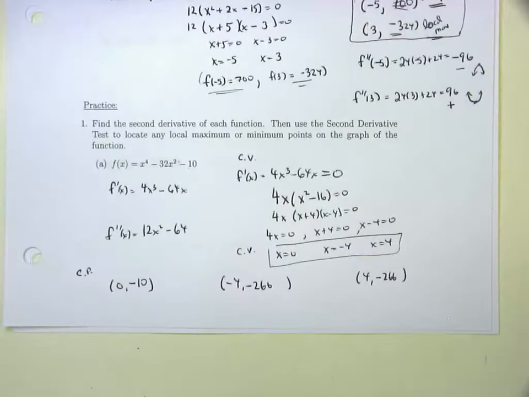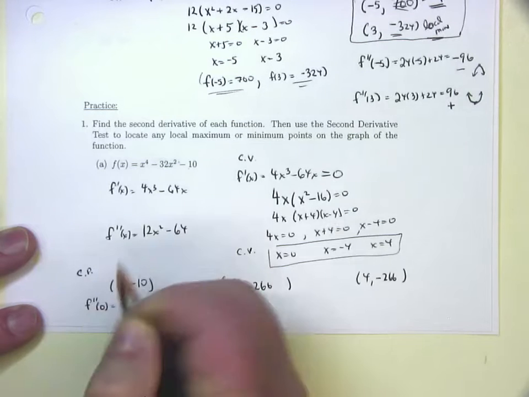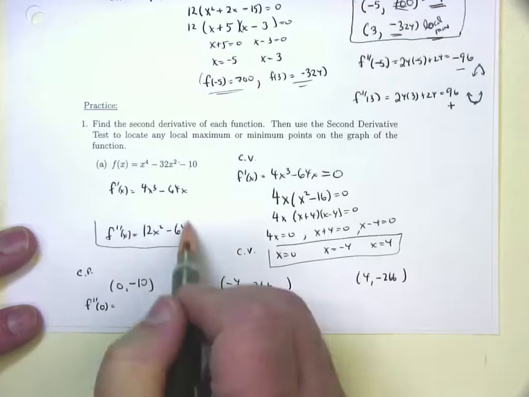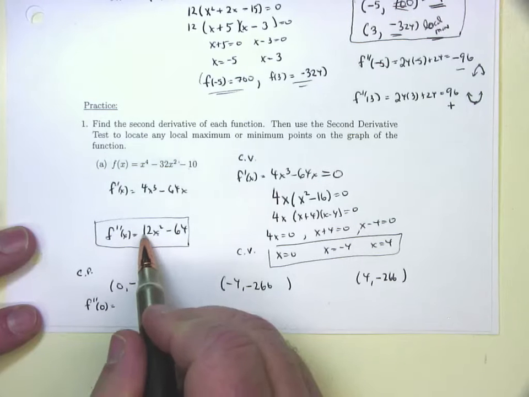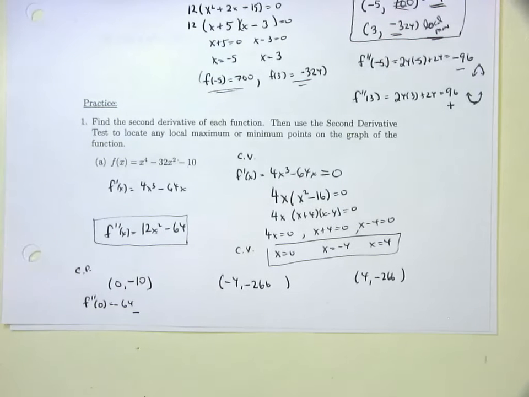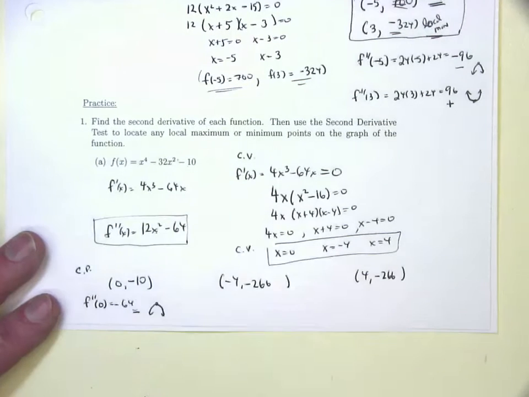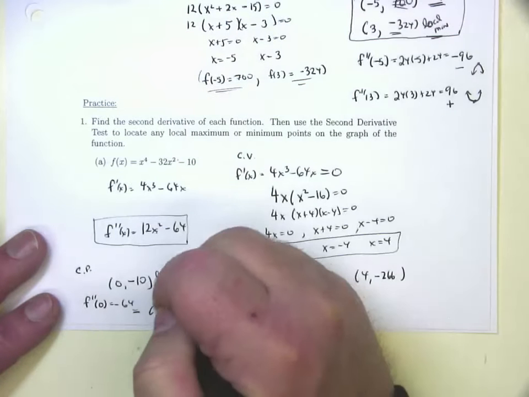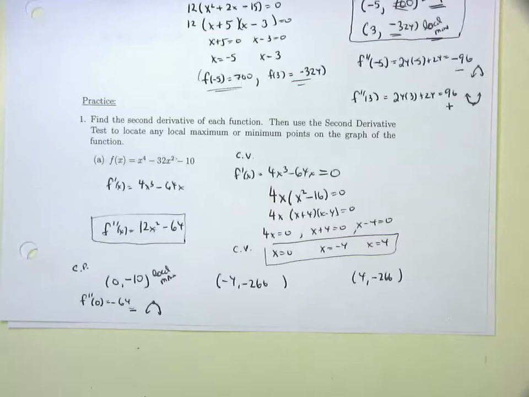Now, let's use our second derivative test. What is f double prime of 0? Here's my second derivative right here, so I'm going to plug it in. I don't need a calculator for this. 0 squared is 0, times 12 is still 0, minus 64 is negative 64. I don't care what the number is. What's the sign of it? Negative. And the second derivative test measures concavity. A negative second derivative means it's concave which way? Down. Concave down puts the critical point at the top, which means this is a local maximum.